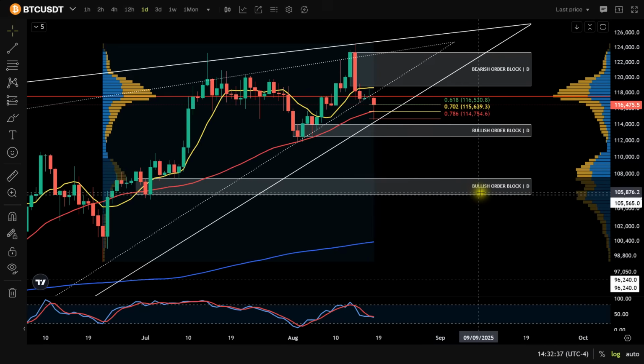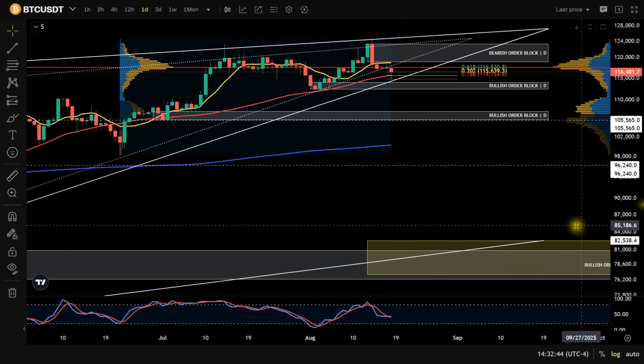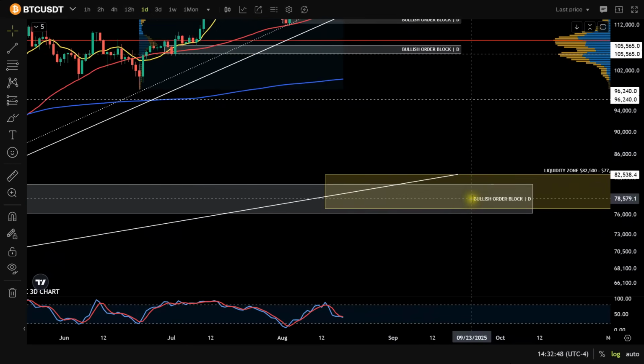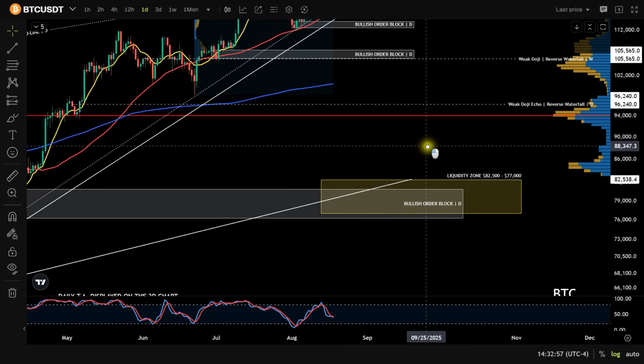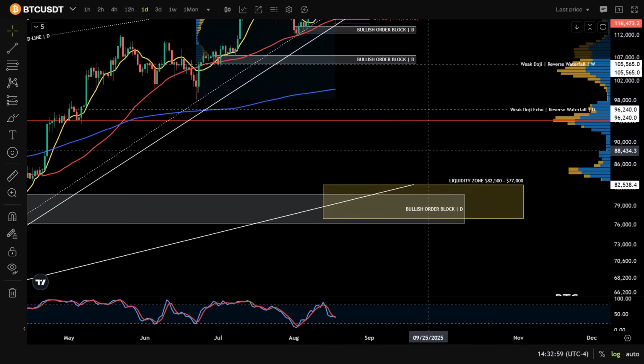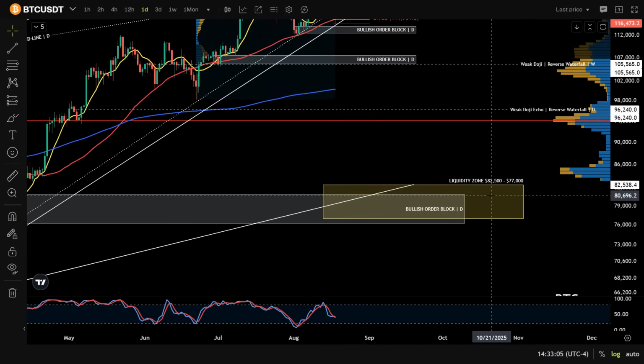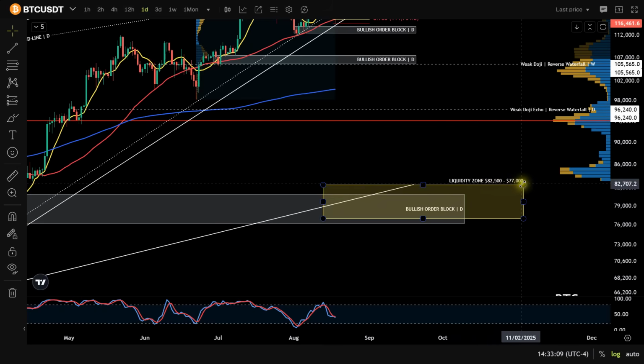We also have this bullish order block right here on the daily, centered at about 106,500. And way down here is the strongest order block of them all, which is sitting at about 78,000 on center, and is basically being crowned by the liquidity zone that I pointed out in my most recent video, which spans from about that 82,500 to 77,000 range.